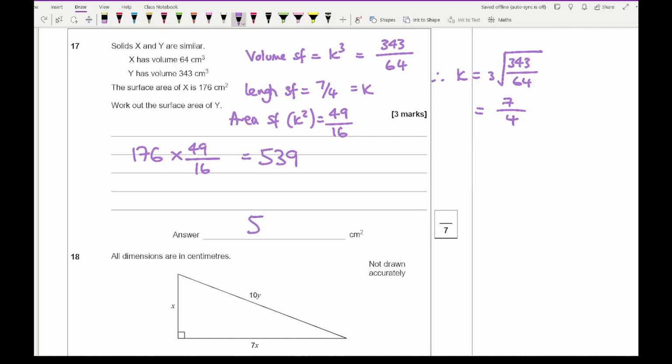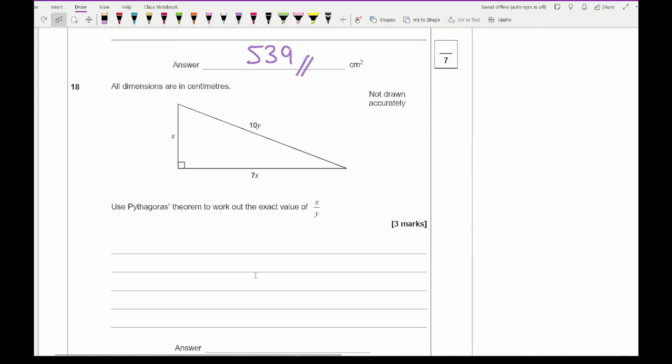So the answer then is 539. Then moving on to question 18, it says all dimensions are in centimetres, and it says use Pythagoras' theorem to work out the exact value of x over y.